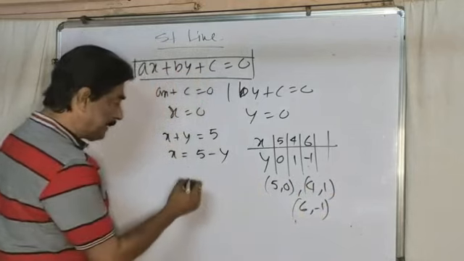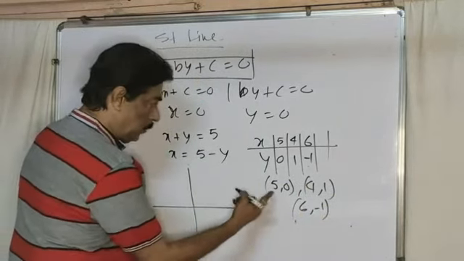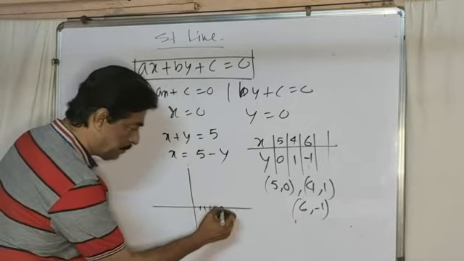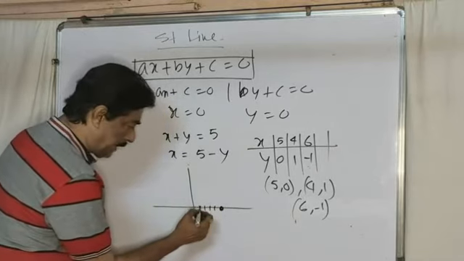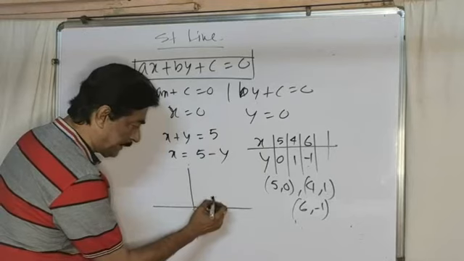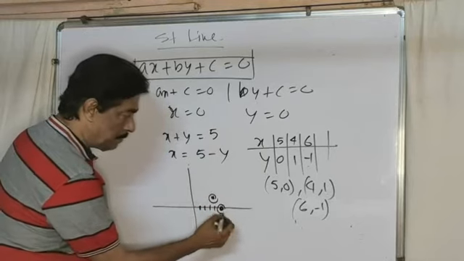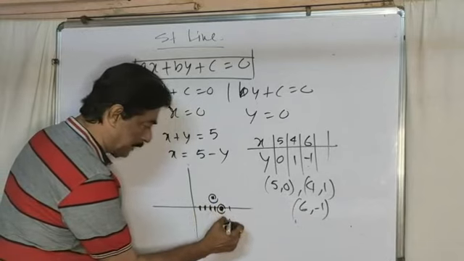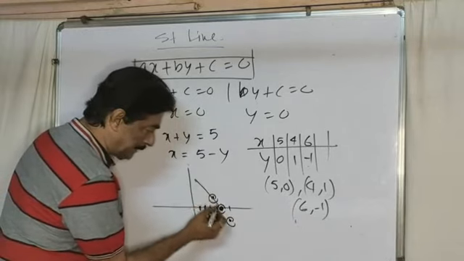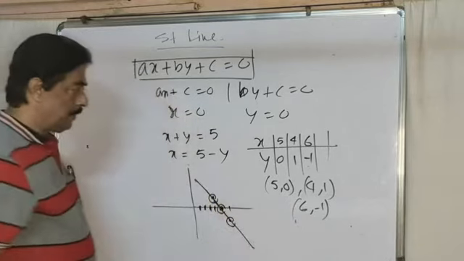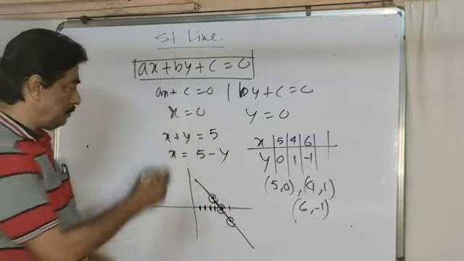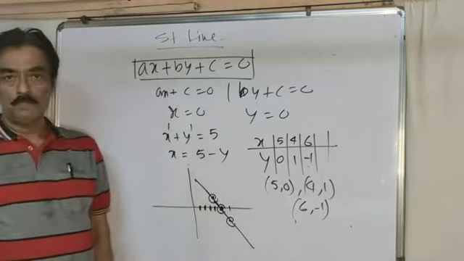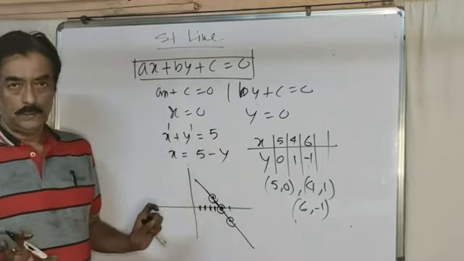If I plot on graph paper, we get (5, 0) here. (4, 1) here, this is the second point. And third, (6, minus 1) here. If I join these 3 points, we get one straight line. So every curve where the maximum power of x and the maximum power of y is 1 represents a straight line. We know this thing. You have to apply it.